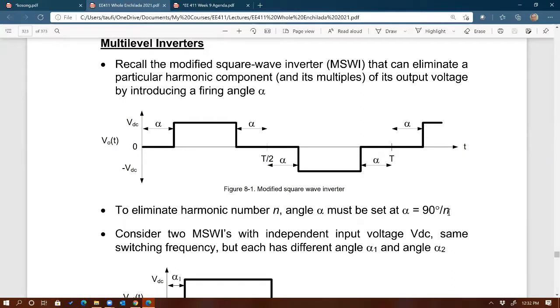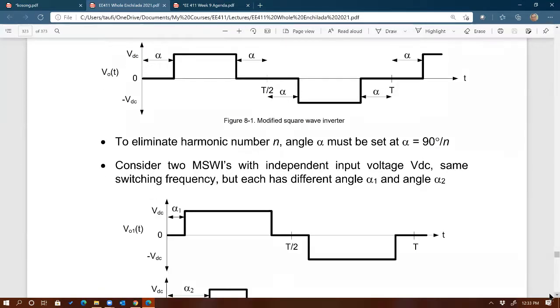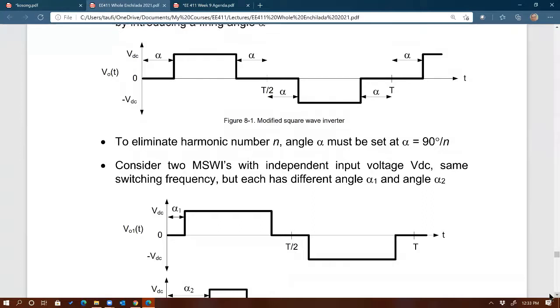So if you want to get rid of harmonic number 3, for example, 3 times 60, so that's the 180 hertz component in a 60 hertz system, then you need alpha to be equal to 30 degrees, right? 90 degrees divided by 3, that's going to give you 30 degrees. So you need to apply alpha equal to 30 degrees, right? So that's useful, really, right? Especially with a square wave, where odd harmonics are really dominant, and number 3 is very close to the fundamental component, right?